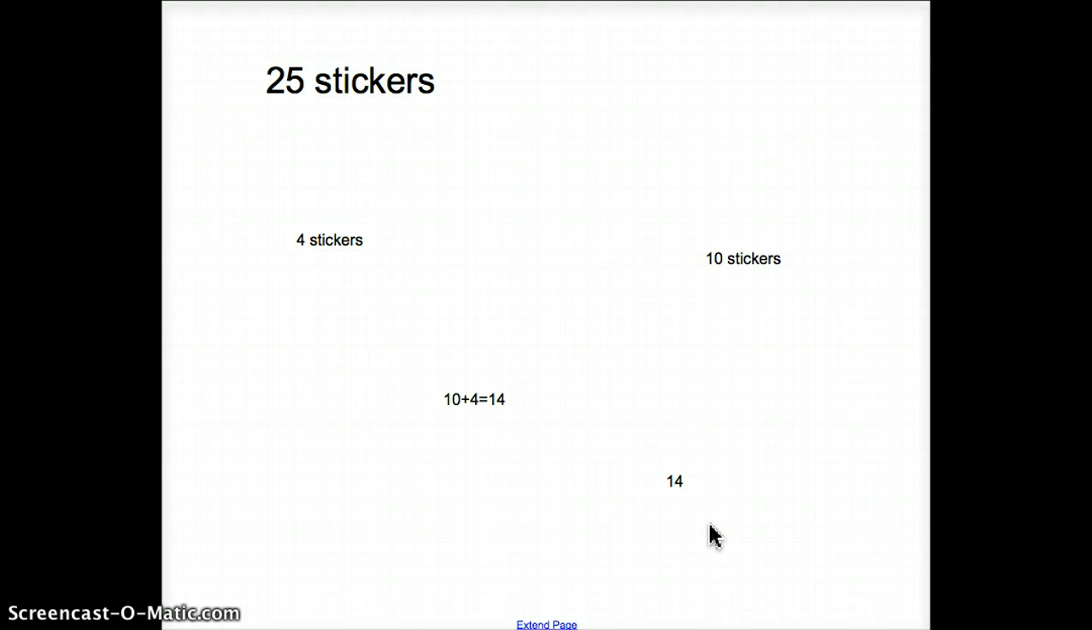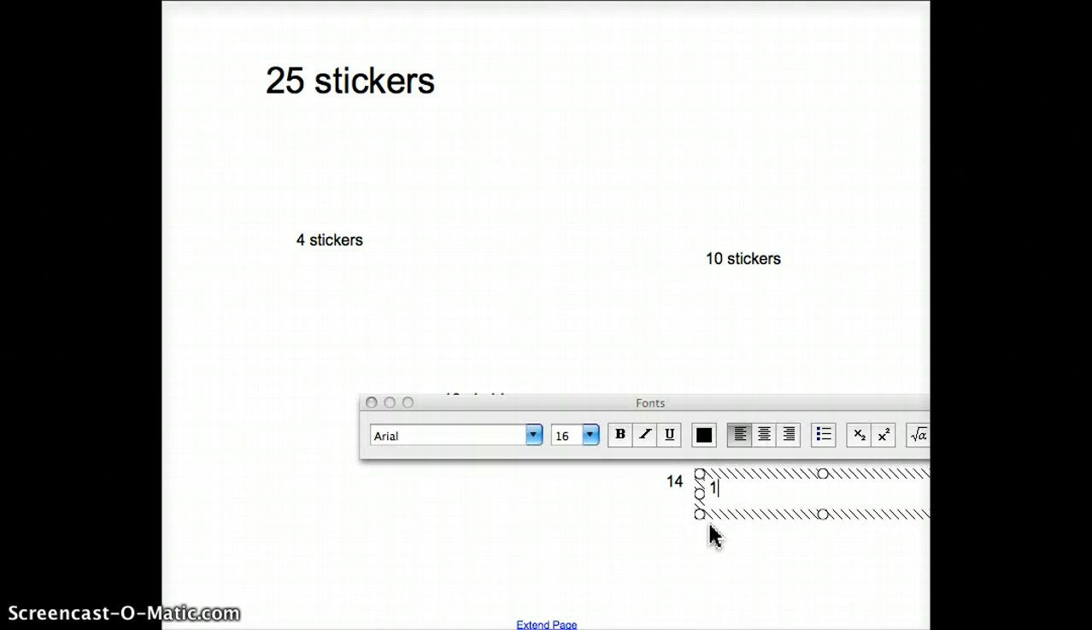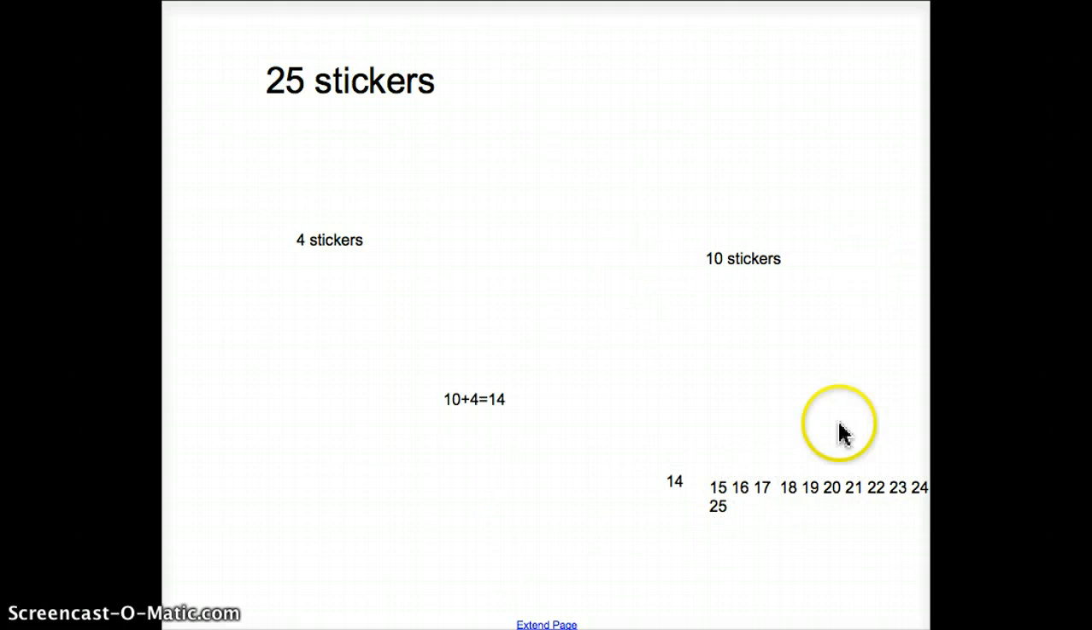14, 15, 16, 17, 18, 19, 20, 21, 22, 23, 24, 25. So she had counted up 14 to 25.